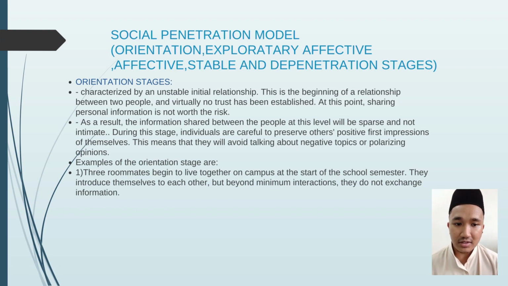An example of the orientation stage: three roommates begin to live together on campus at the start of the school semester. They introduce themselves to each other, but beyond minimum interaction, they do not exchange information.